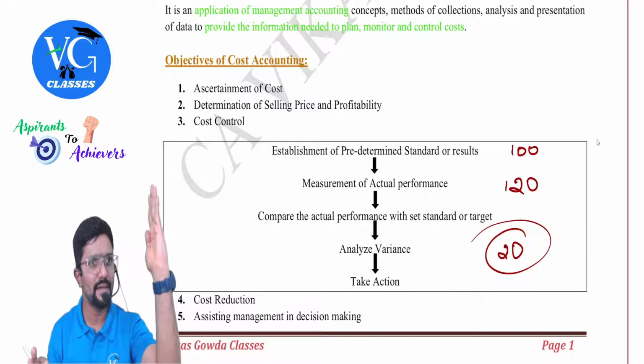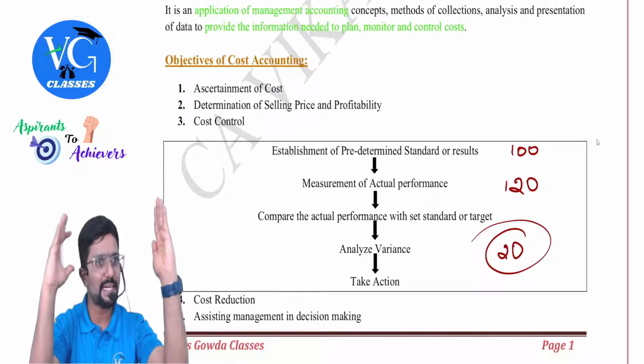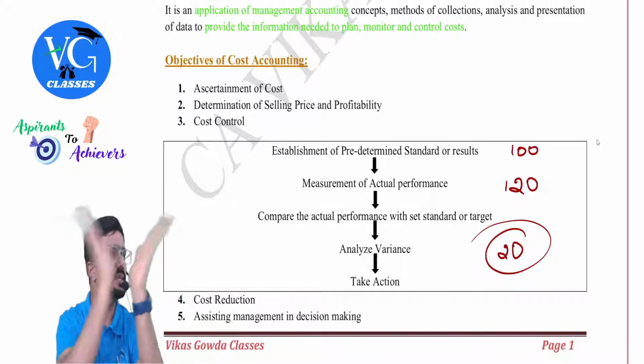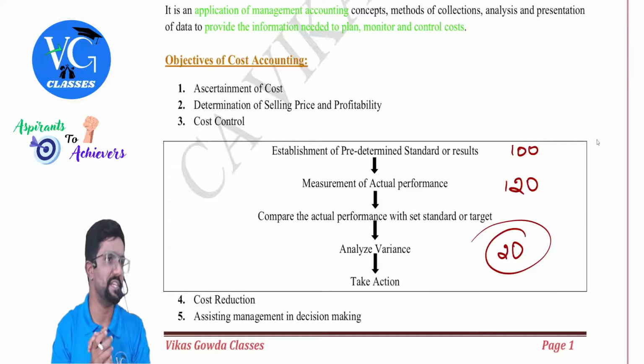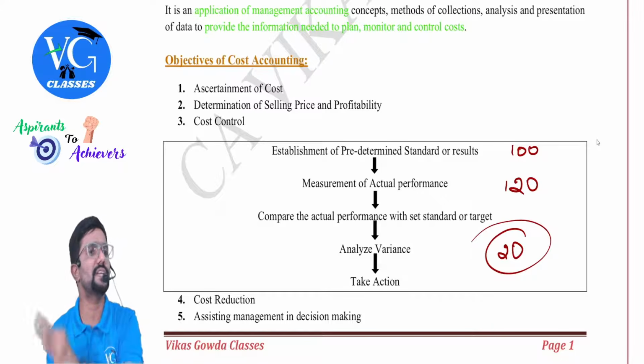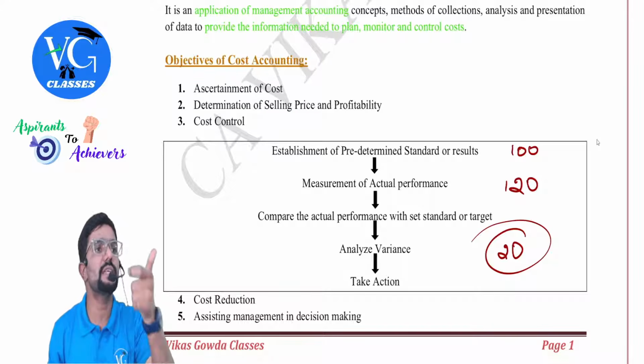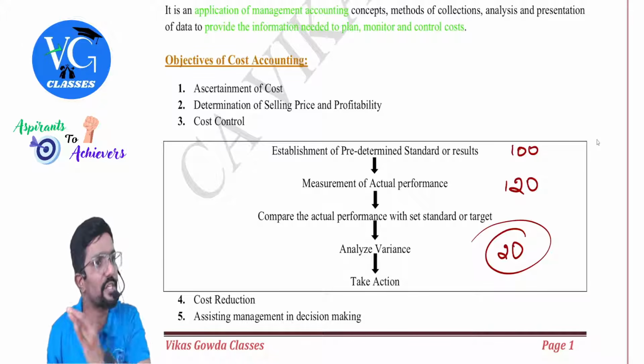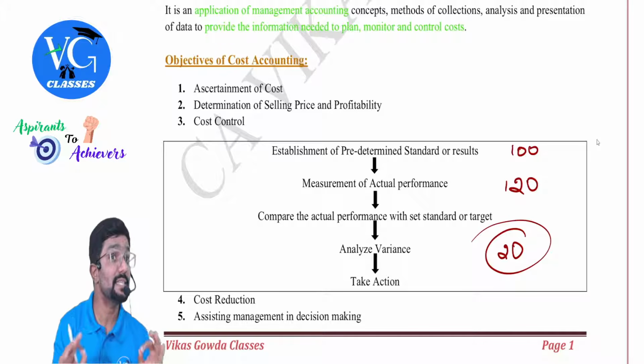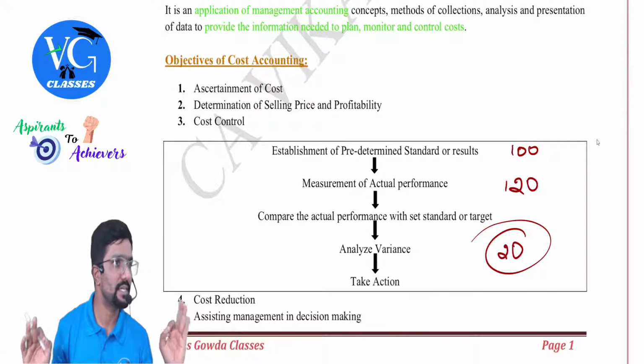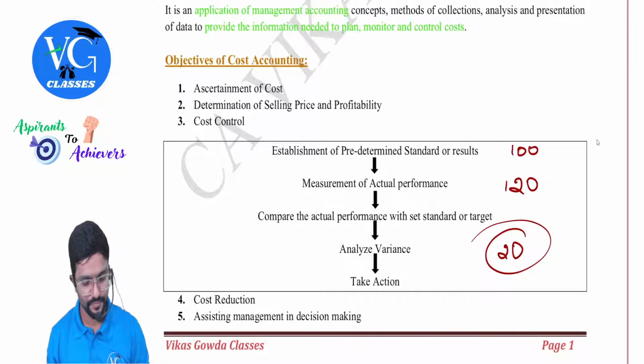So it's very simple. We will set a standard. Once we are done with the work, we will calculate the actual. We will compare the actual with standard and see is there any variation. Variation is nothing but the difference between the actual and standard. Sir, which is always good or favorable? Keeping actual lower than standard. That is in terms of cost we are talking.